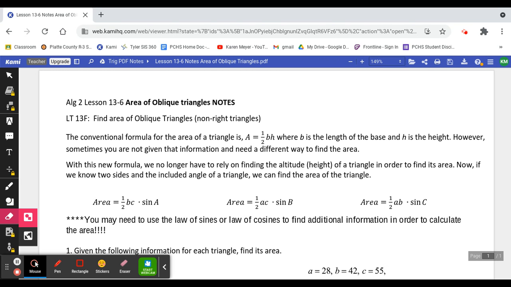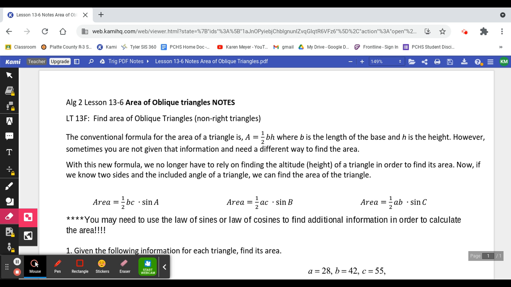Okay, today we're going to talk about how to find the area of oblique triangles. Oblique triangles are just triangles that are not right triangles. Okay, so we have a formula for right triangles. You've learned that forever. You've always said 1/2 base times height. Well, that only works with right triangles. So if we don't have a right angle, then we've got to have a different way to find the area.